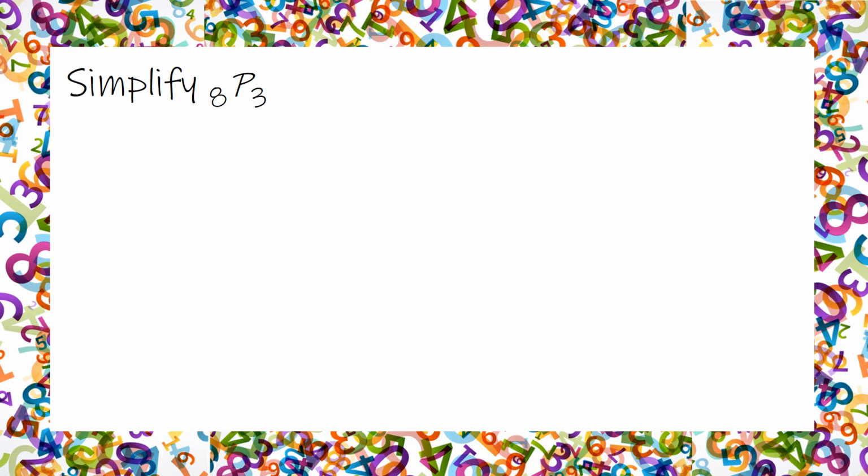Simplify 8 permutations of 3. So I always start with this number here, which is 8. And I'm going to multiply times 7 times 6 times 5 times 4 times 3 times 2 times 1. So 8 factorial on the top. You divide that. This is n, this is r. Okay, so I'm going to divide that by n minus r factorial. This is the formula for this.